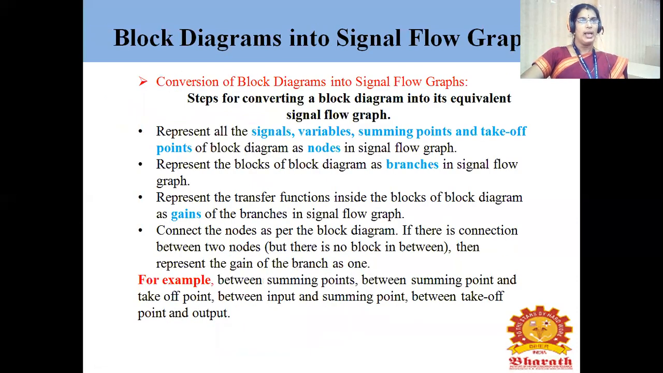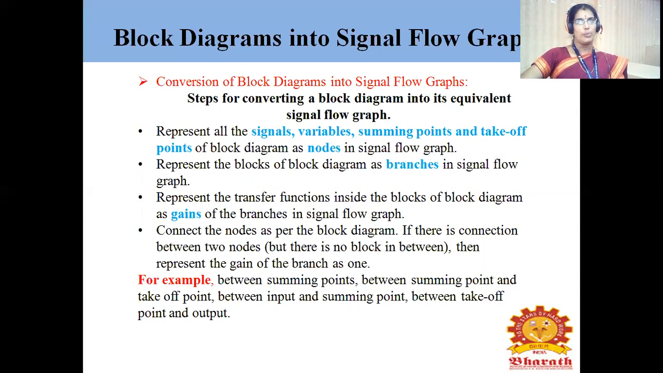Let us move on to the discussion about conversion of block diagram into signal flow graph. First we should know the steps to convert the block diagram into the equivalent signal flow graph. As I said earlier, in a block diagram we will have blocks. Inside the blocks we will have the gain values, G1, G2, G3, like that. They represent gain values in the forward path. In the feedback path, they are represented as H1, H2, H3, according to the terminal it is connected to.